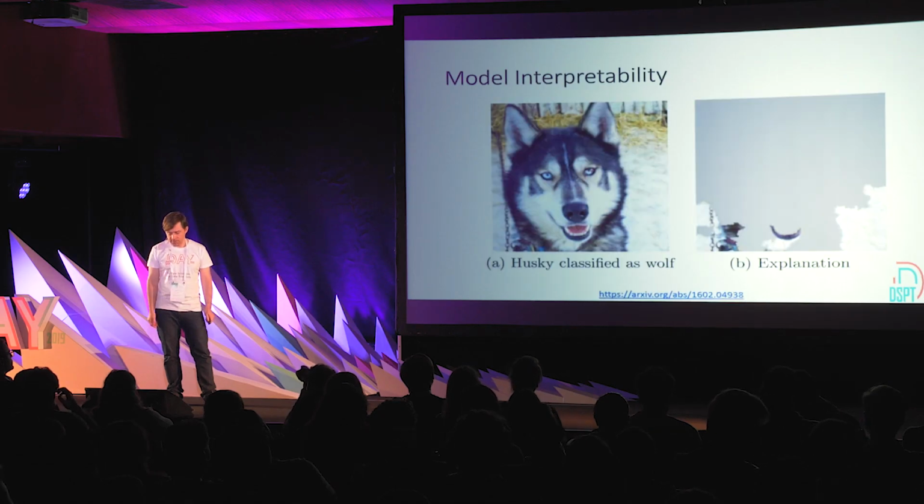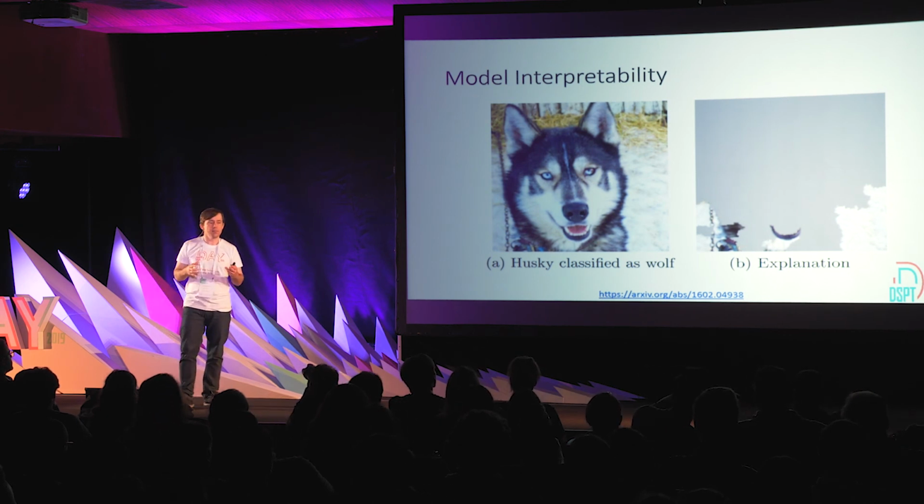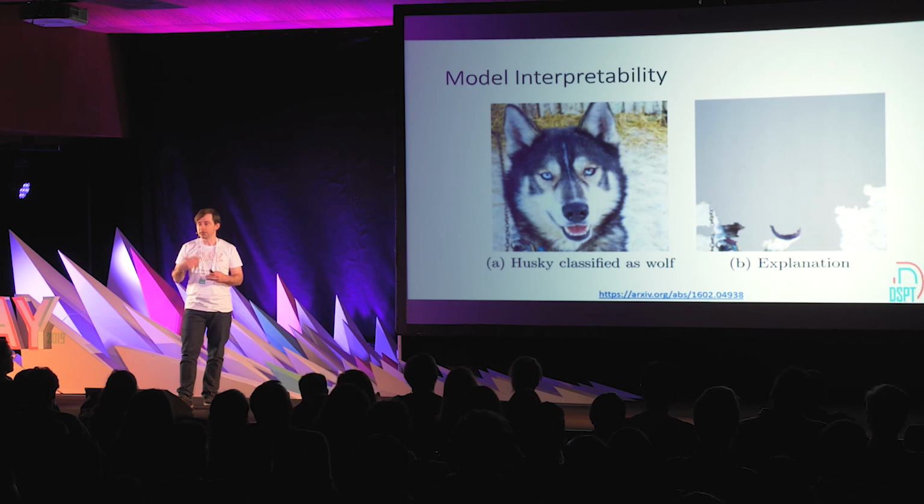This is one classical example of a model interpretability library in Python. That model tried to detect huskies and wolves in images. And in that example, a husky was identified as a wolf, right? It's wrongly identified as a wolf. And then using model interpretability, the picture on the right shows what part of the picture was used to detect that husky as a wolf.